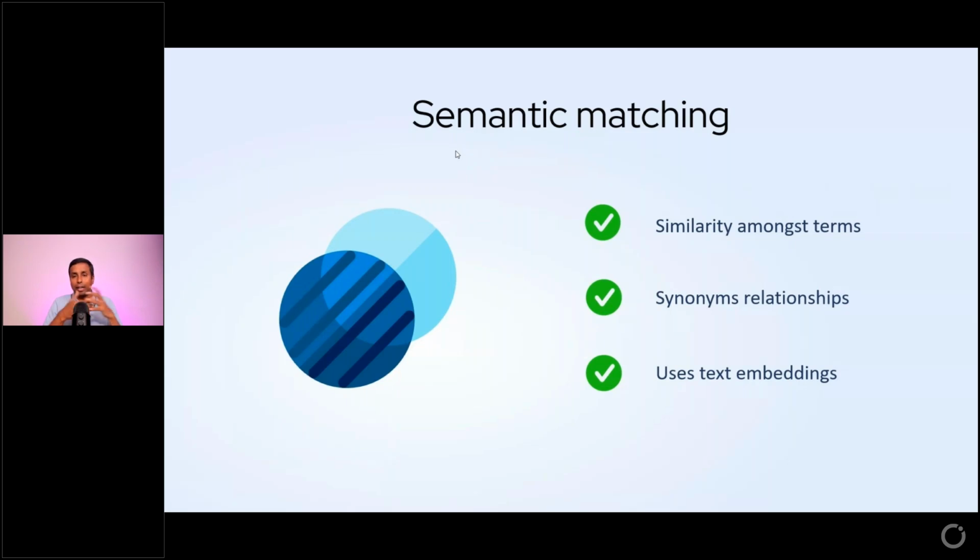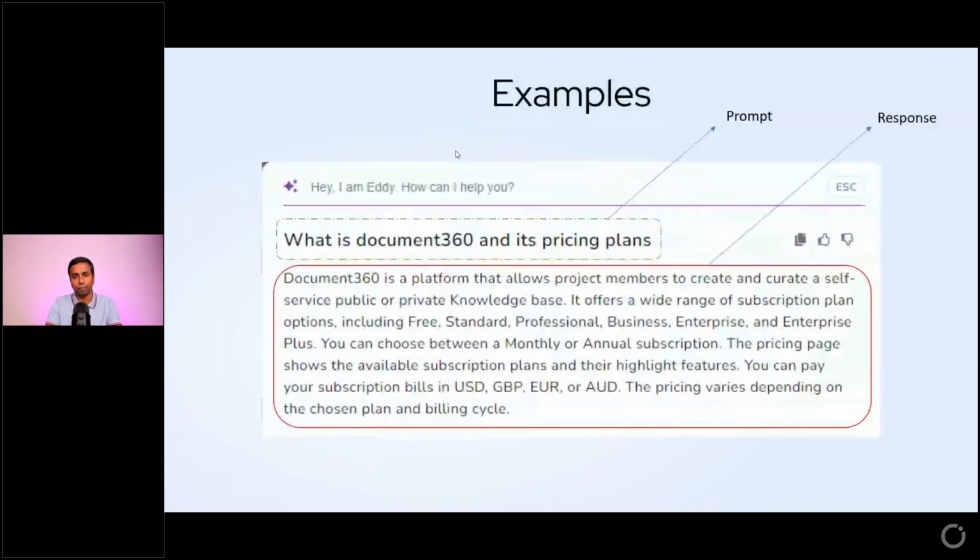Semantic matching actually uses a technique called text embeddings, and it uses a mathematical similarity metric called cosine similarity, and that's how it matches the synonyms perfectly, and it's able to pull relationships among words. And that's how semantic matching works under the hood.